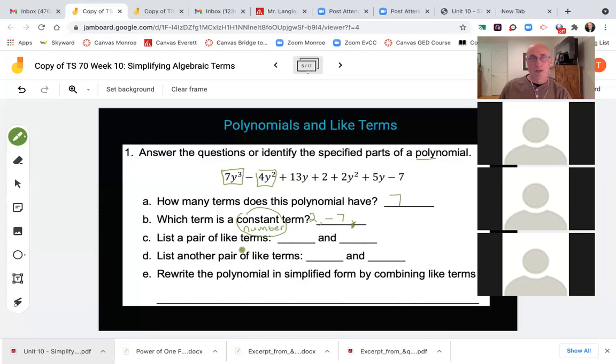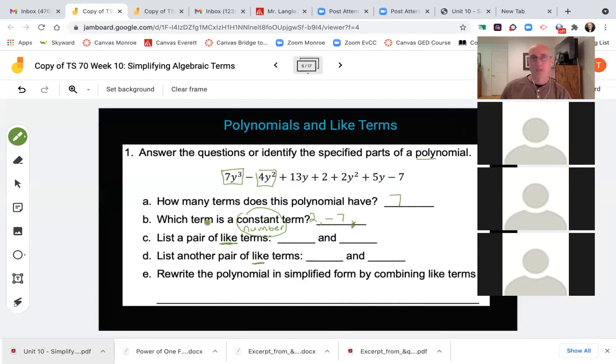All right. List a pair of terms. A pair of like terms here, and it actually wants you to do it again in a moment. Can you look at this 7-term polynomial and find a pair that are alike, based upon what we just finished speaking about?